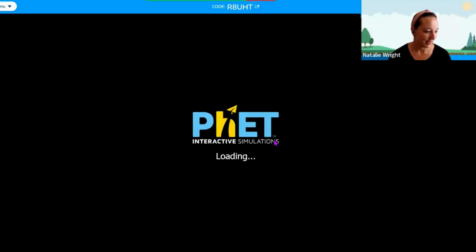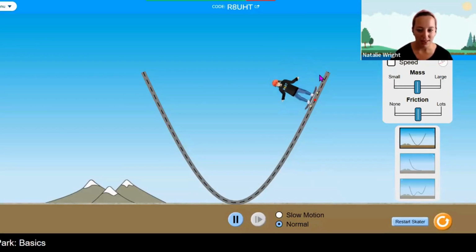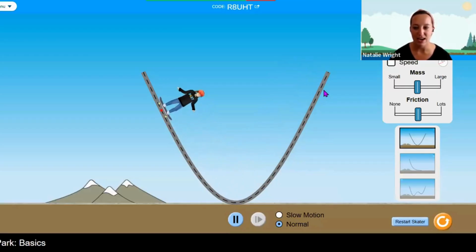Okay, keep going on. Here is our PhET simulation. I want to know in the chat box, who has used PhET? Have you used PhET? It's really, really fun because it's all hands-on and students can just play around with it as they are adjusting.